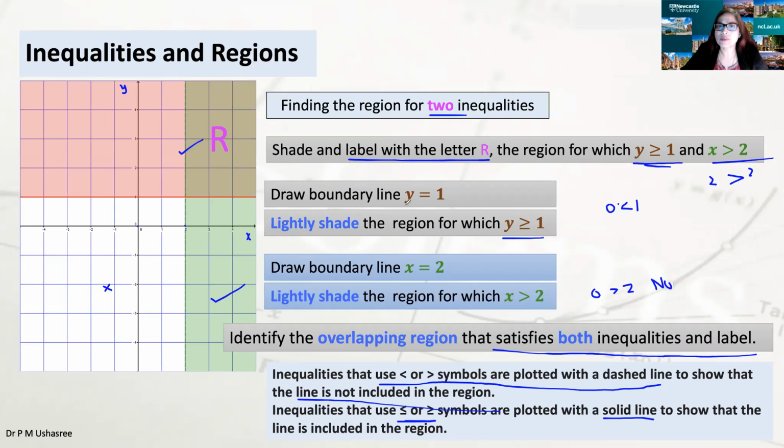In this case, you see y is equal to 1. Every point on this line satisfies this inequality. That is why it is a nice bold line, a solid line.